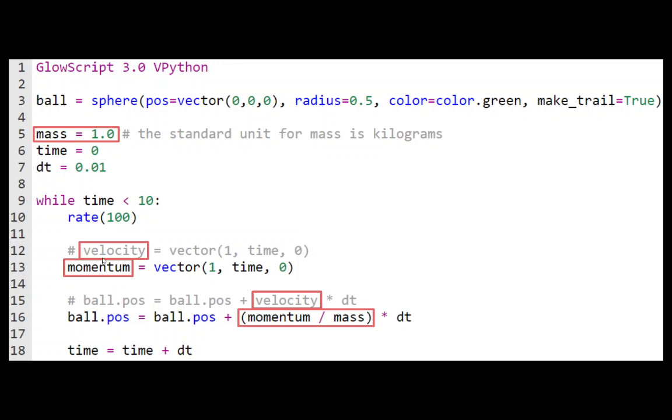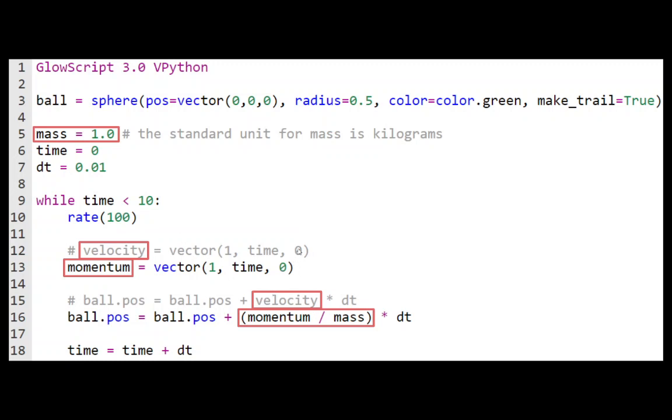It's something that only we could see, but the computer just skips right over it. Instead of having a velocity vector, we now have a momentum vector that's going to be equal to the same thing, 1 times 0, x, y, and z. And now, in our Euler's method update line, instead of doing velocity times dt, we're going to have momentum divided by mass times dt. We're essentially just replacing what we said before.